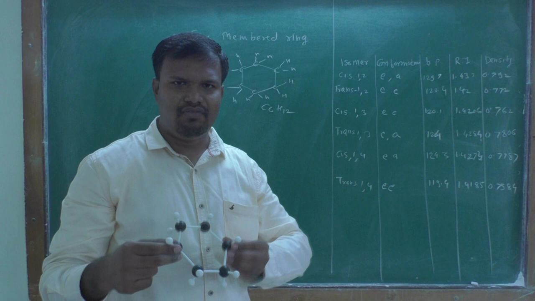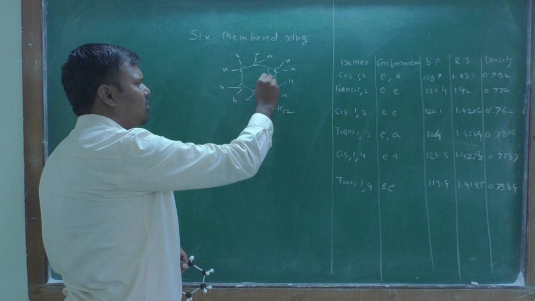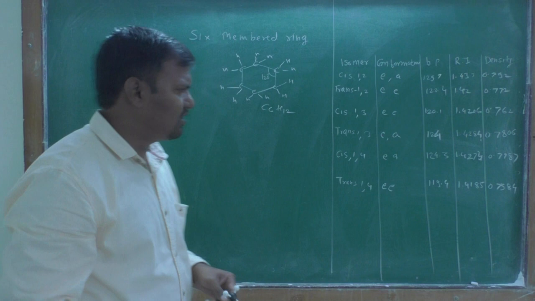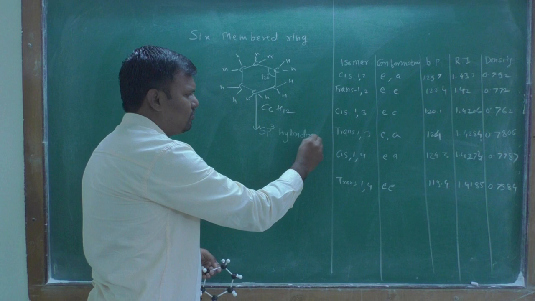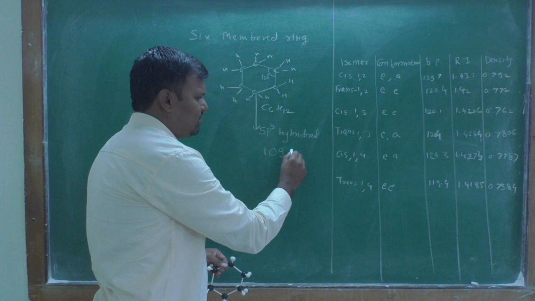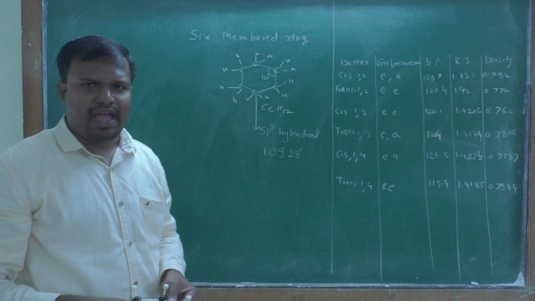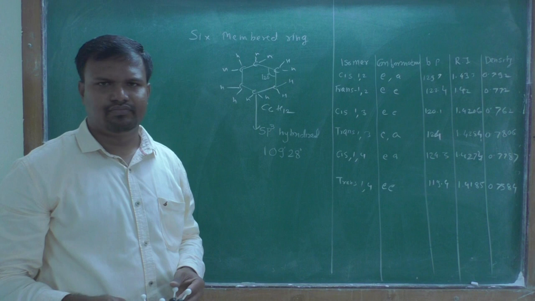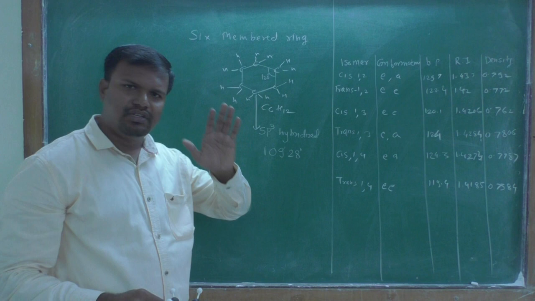But when we consider the planar structure, you find that the angle is 120. We said that each single bonded carbon in this compound is sp3 hybridized, and in sp3 hybridization the bond angle is 109 degrees 28 minutes. Any angle which diverts from this angle produces angle strain in this compound, or any sp3 hybridized carbon compound.